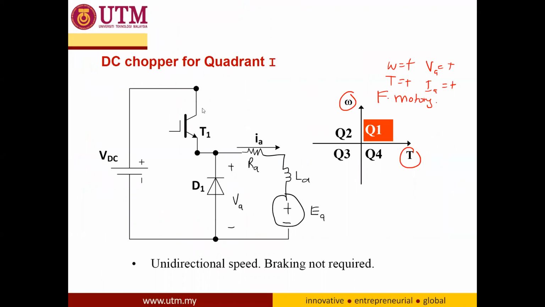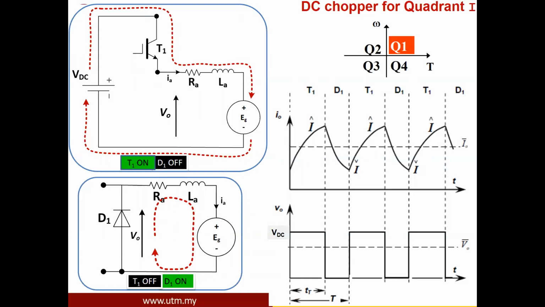The 2 parameters that are very important are the operation of T1 and the operation of the diode. As you can see here, when T1 is on, the diode is reverse biased, and the current will flow, charging the inductor of the DC motor. The current right now is charging.